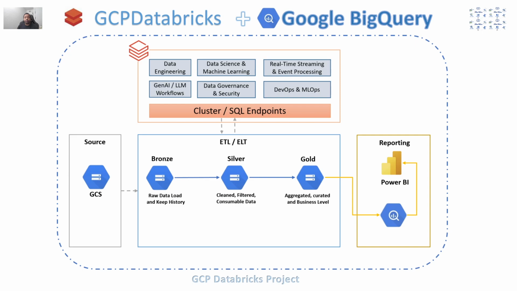Let's get started with the presentation, the workflow high-level diagram, where you can see the source, which is GCS, where we kept all the files. We are reading the files using a Databricks pipeline and then loading them into a raw layer, which is the bronze layer, keeping the history. This is a daily job, and then there's a silver layer.